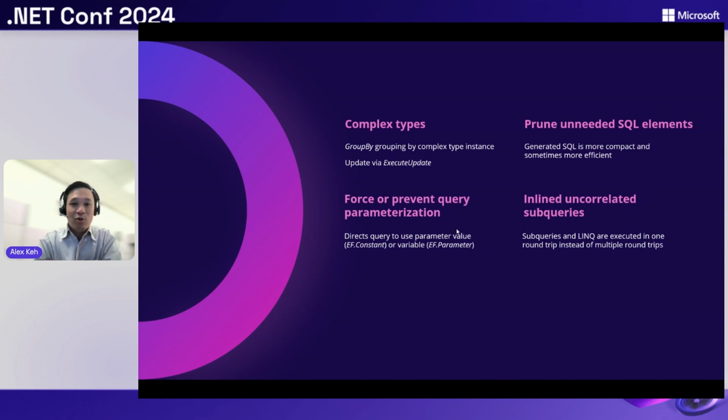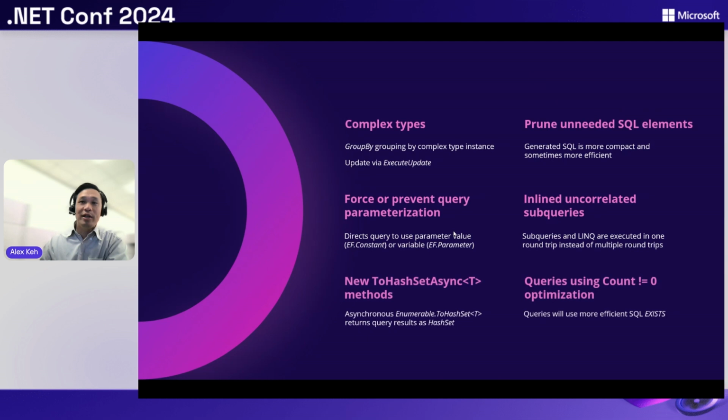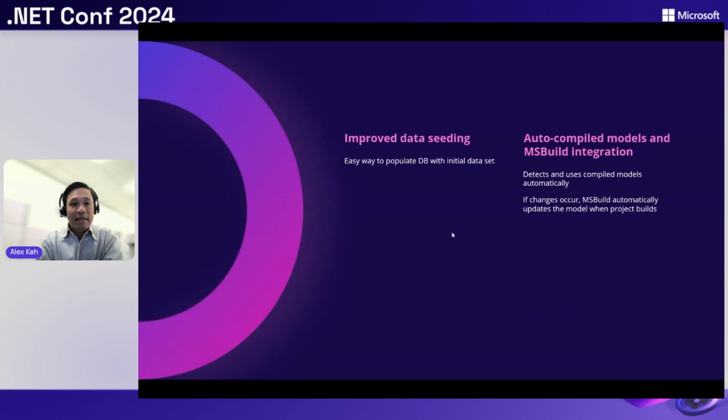And we also inline uncorrelated subqueries so that you can batch them together in a single round trip executing in the database. We have an async version of ToHashSet now, as well as when count does not equal 0, we optimize it so that it uses a SQL exists. Data seeding, you can now do data seeding inside your configuration of your model instead of having to do that as an after step. It can be part of your model creation.